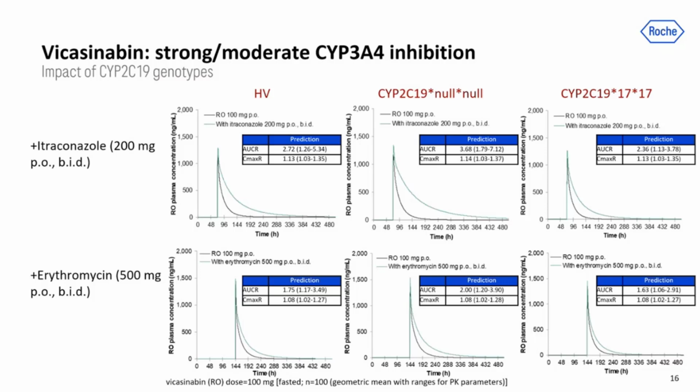And the same tendency was observed for erythromycin, the lower panel. If we go to the null population, the AUC ratio is 2-fold, which is highest again. And in the star 17 population, which is the right and bottom side, the AUC ratio predicted is 1.6-fold, and this is lower. So this is the same tendency as for itraconazole.